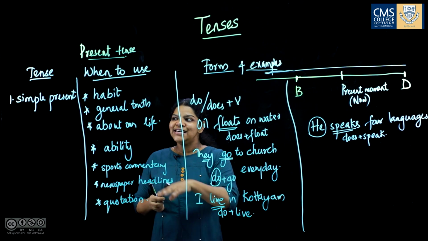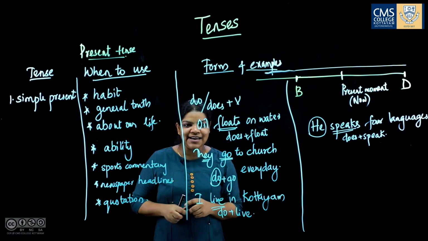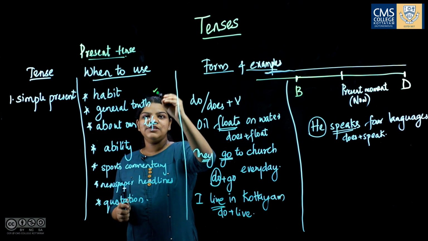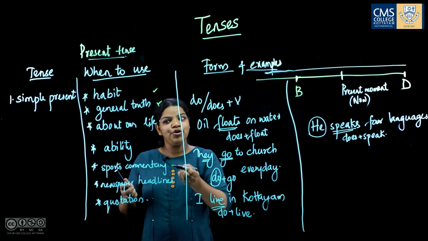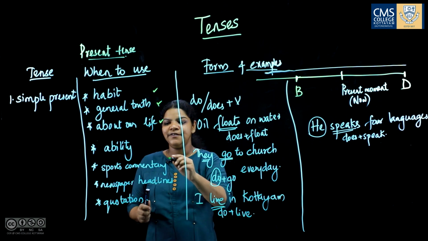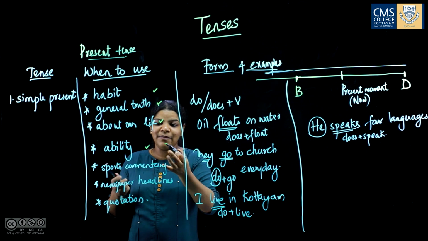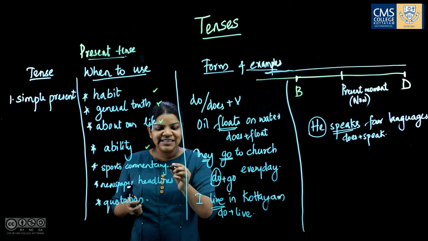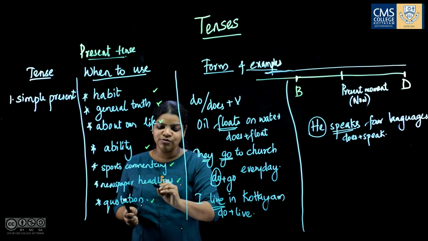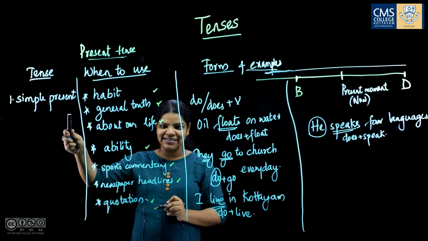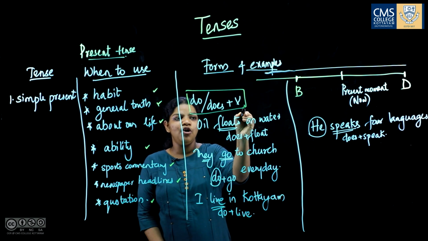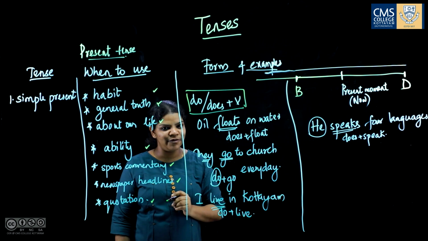So basically, simple present is the tense you use when you want to refer to a habit, or you want to speak about a general truth, or you want to talk about your life, the presentness of your life, or you want to talk about your ability, or when you listen to a sports commentary or newspaper headlines, or when you want to use a quotation. We use simple present tense. And remember, the form for simple present tense is do or does plus the basic form of the verb.